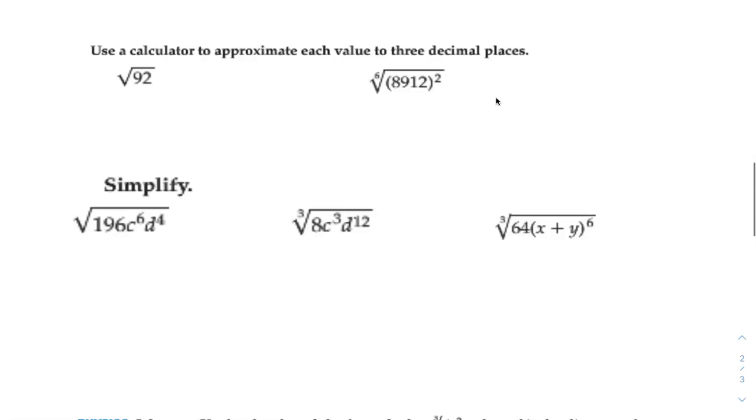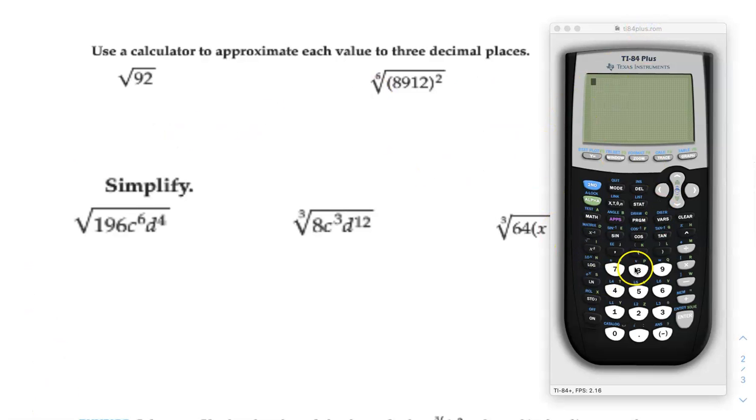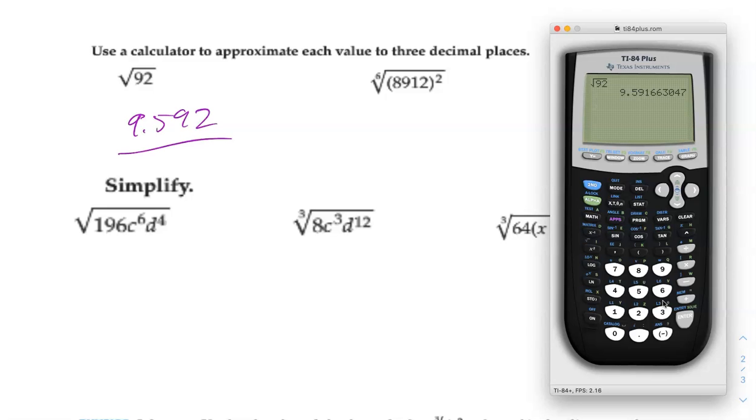Next, use a calculator to approximate. So we have to use your calculator to approximate these. Here's a calculator. So we want the square root of 92. The square root is right here in blue. So second, square root of 92. Sub it in, and you get 9.959. And there's 3 places, so 9.592 if I round it.